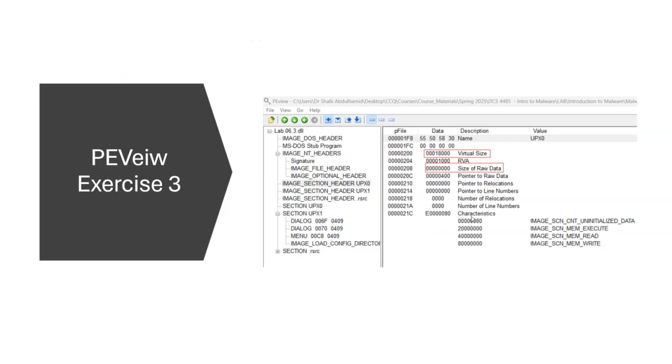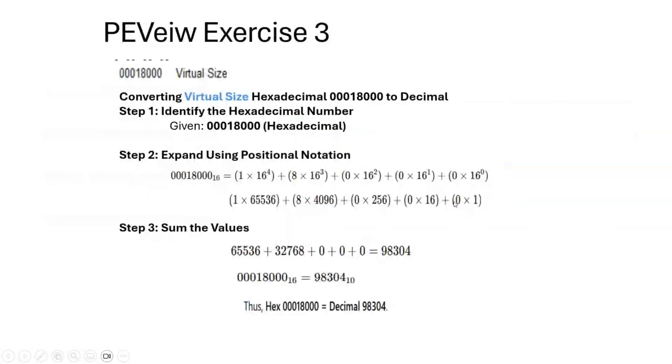So let's go to the next exercise, exercise number 3. Okay, so on exercise number 3, we have this. The virtual size is this, and the raw size is this. So actually from here, it shows that the raw size is 000 all through, while the virtual size is 18000. So basically, if we calculate the virtual size, it will give us 98,307.